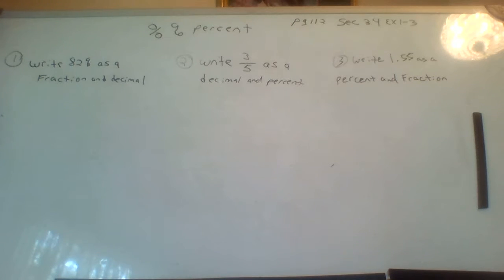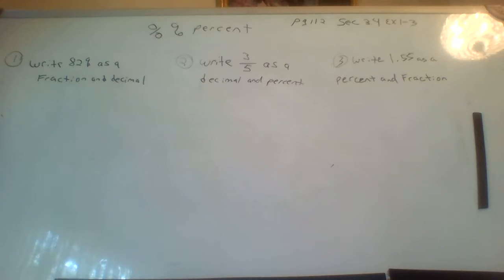And again, it's just a ratio. Ratio is a fraction, right? A ratio is just comparing two numbers as a fraction. But it's a specific one because it has to do with the 100.